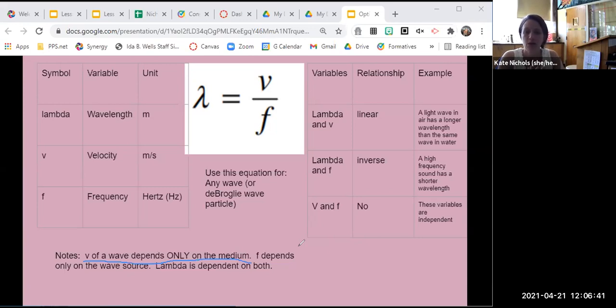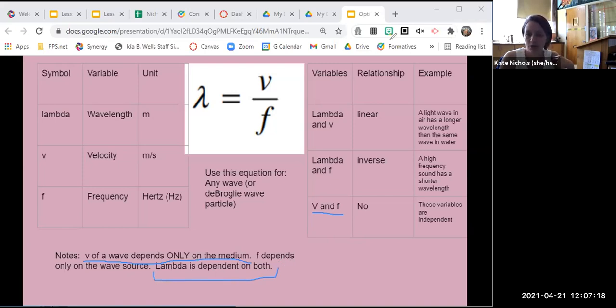The second relationship has to do with lambda and frequency, and this one is a lot more intuitive to people. If you have a really high frequency wave, if the wave source is jiggling really fast, the wavelength is small. The waves are close to each other. When the wave source is jiggling slower, then we have the waves further apart from each other. So that's an inverse relationship, and that one should be more intuitive. There is no relationship between velocity and frequency because those are the independent variables. The only way you can control the velocity is by changing the medium, and the frequency only depends on the wave source. Lambda is the thing that links them and is dependent on both of those variables.